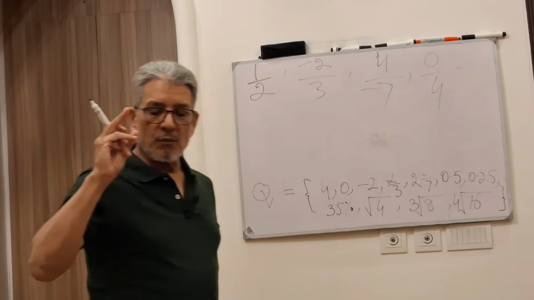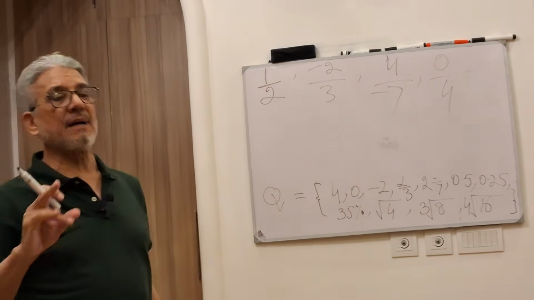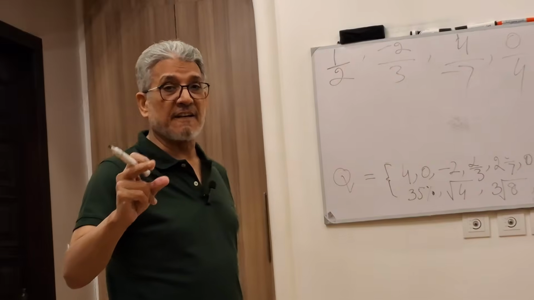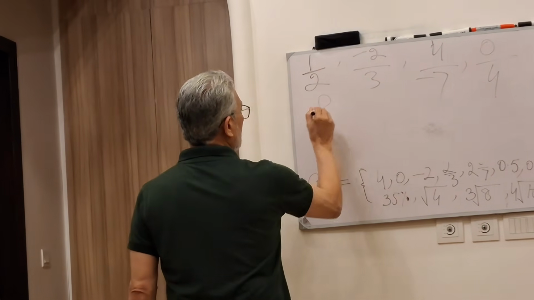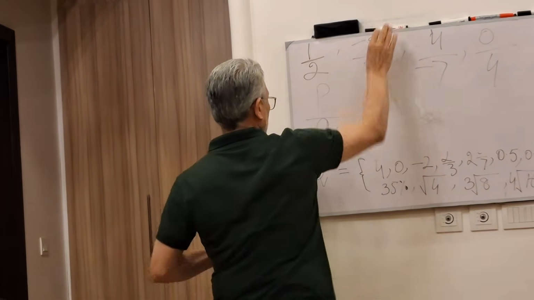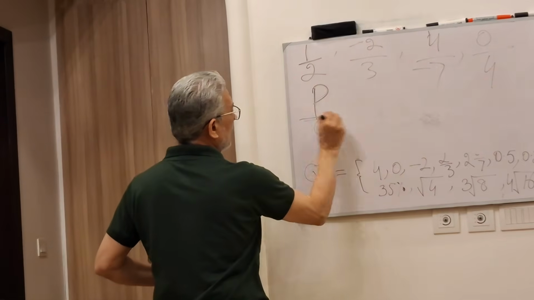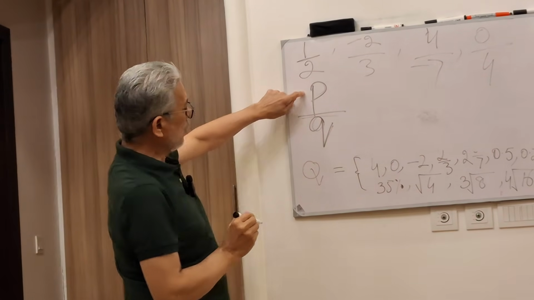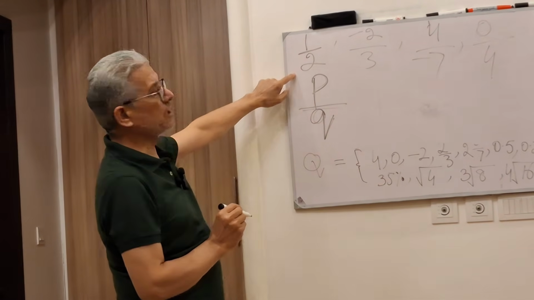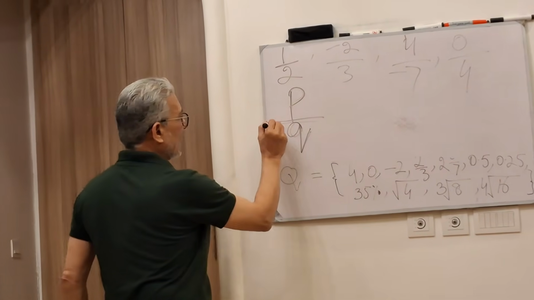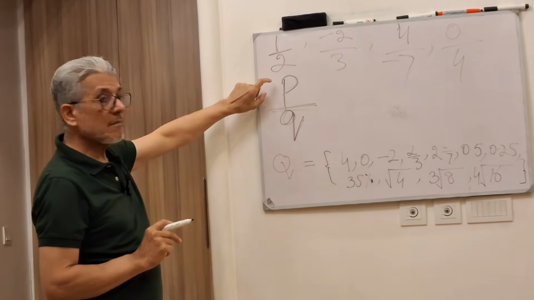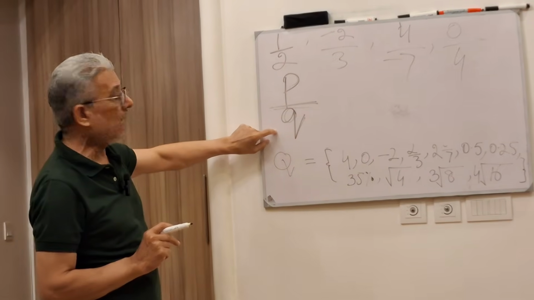So, what is a rational number? A rational number is a number which can be expressed in the form of a fraction like P over Q. Now, P is the numerator and Q is the denominator. Like 1 is the numerator, 2 is the denominator. So, the top number of the fraction line is called the numerator and the bottom number is called the denominator.